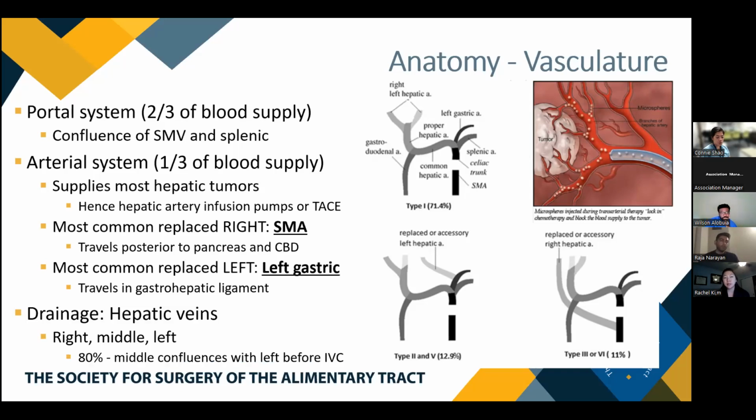And then in terms of drainage, the drainage comes from the hepatic veins. They are the right, middle, and left veins. In about 80% of patients, the middle hepatic confluences with the left hepatic before reaching the IVC. And then in the other 20%, the middle hepatic drains directly into the IVC.